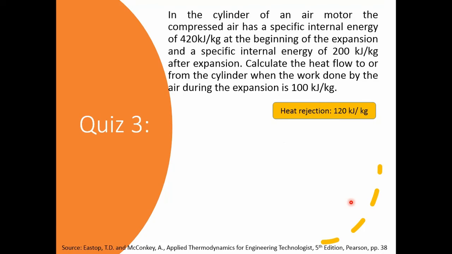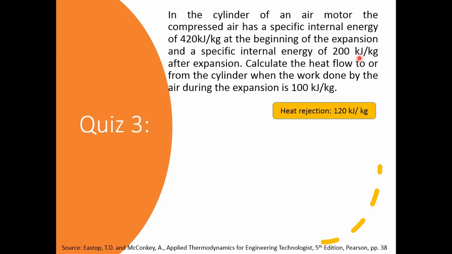Once again, you have to test your understanding before we are moving into open system. Try this question. In this question, it says in the cylinder of an air motor, a pneumatic motor, the compressed air has a specific internal energy 420 kilojoules per kg at the beginning, and after some expansion process, the internal energy has dropped to 200 kilojoules per kilogram.